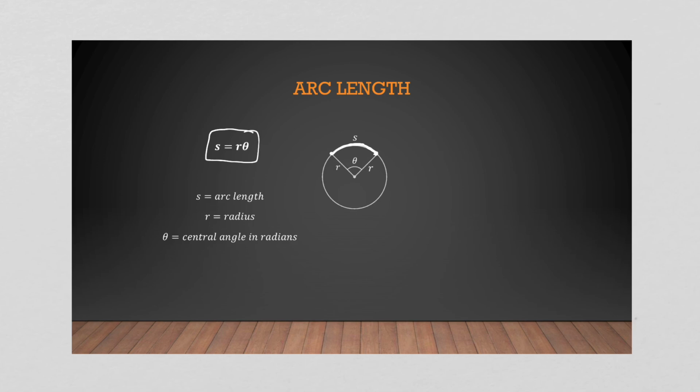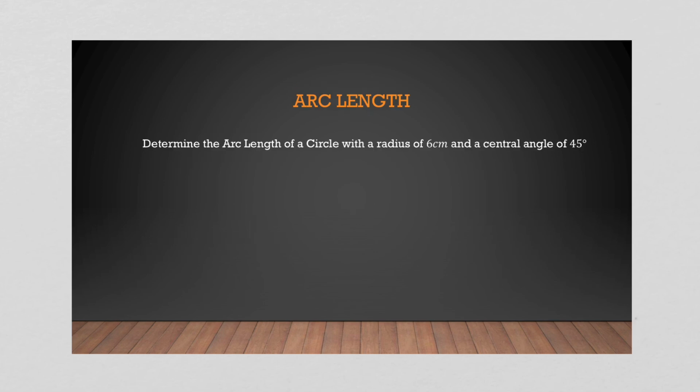So S is the arc length, R is the radius, and theta is your central angle. Geometry term, central angle: it's the angle made at the center of your circle. And theta is given in radians. So if you don't have theta in radians, you have to convert to radians first. So here is an example of how this works. Determine the arc length of a circle with a radius of 6 and a central angle of 45 degrees.